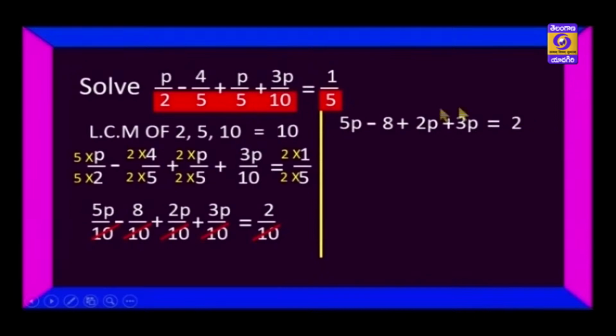Now our question is without fractions. It will be very easy to solve from here onwards. Now what we need to do is simplify the like terms in this equation.